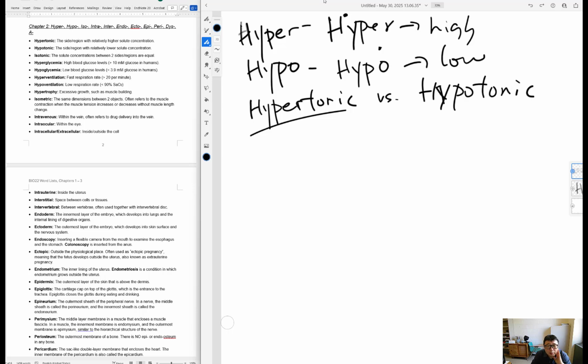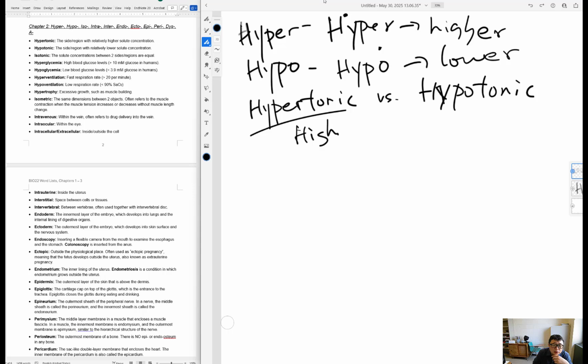When we say hyper and hypo, higher and lower, it's always by comparison. One reagent compared to another reagent, one side compared to another side. For example, inside the cell versus outside the cell, inside the blood versus outside the blood vessels, inside the lumen versus outside the lumen, within the urine versus blood, etc. Whenever we use hypertonic and hypotonic, we always mention two bodies to compare.